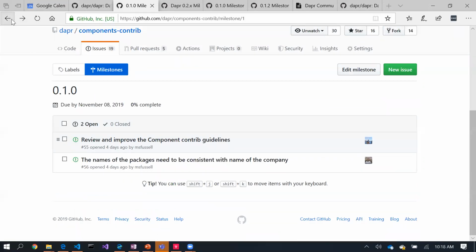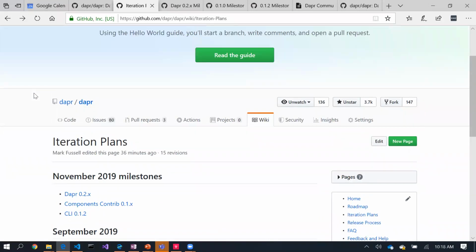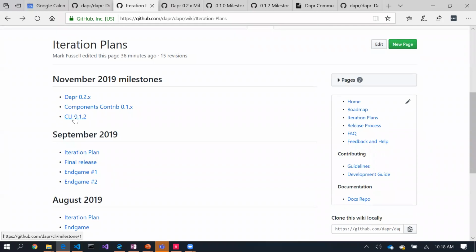And then finally, we just have an iteration plan here for the CLI, and we tend to put this all together. So that's sort of where we are at the moment. This is kind of our first time that we're going to push this out.